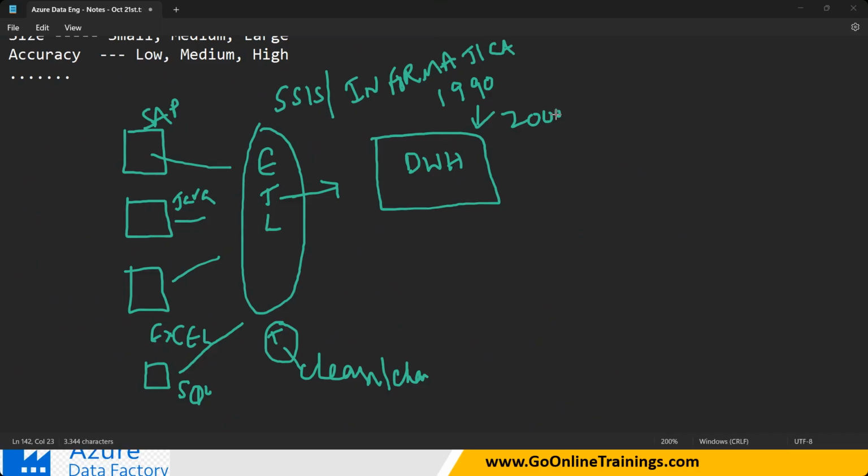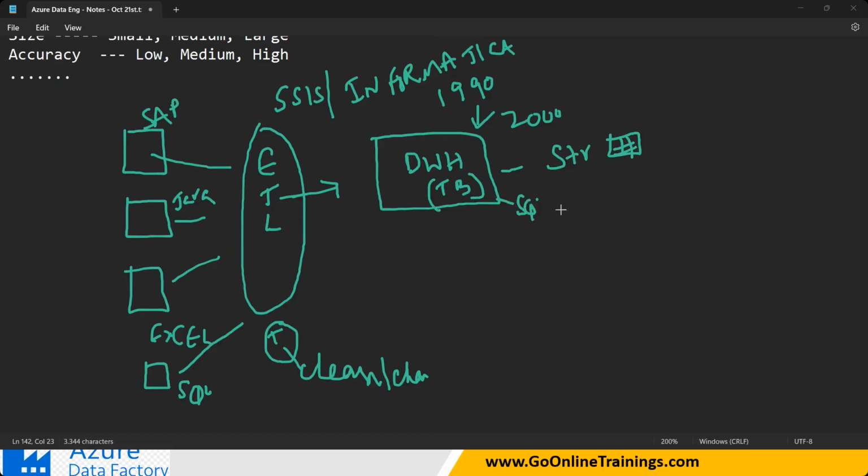But the problem started after the year 2000. So much data started coming in that the data warehouse could not accommodate it. The biggest problem was that a data warehouse can accommodate only up to terabytes of data. That's it. And it can handle only structured data. Structured data means data in rows and columns format. So a data warehouse will also have what software? SQL software.